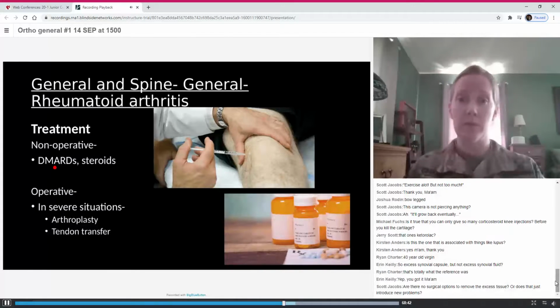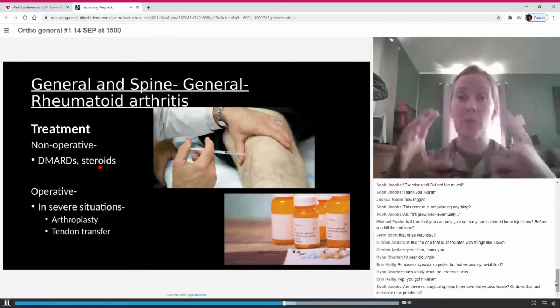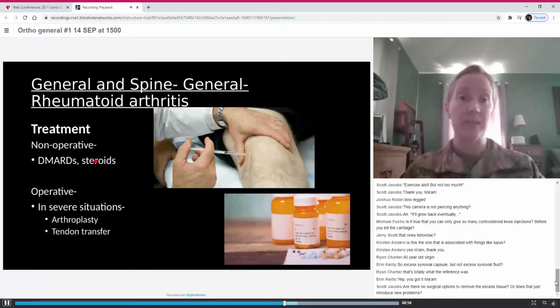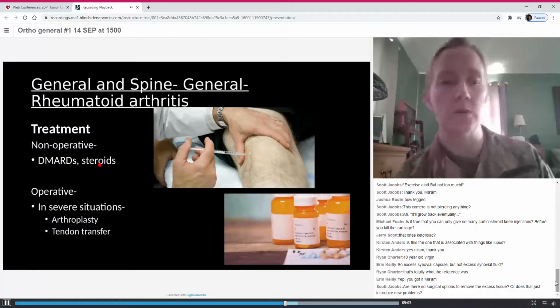autoimmune disorders. We can also do some of the injectable anti-inflammatories to decrease the irritation within that joint capsule, to keep it calm. But the same thing applies to this joint as it does to the others. We can't use them all the time because of all of the risks of the corticosteroids.